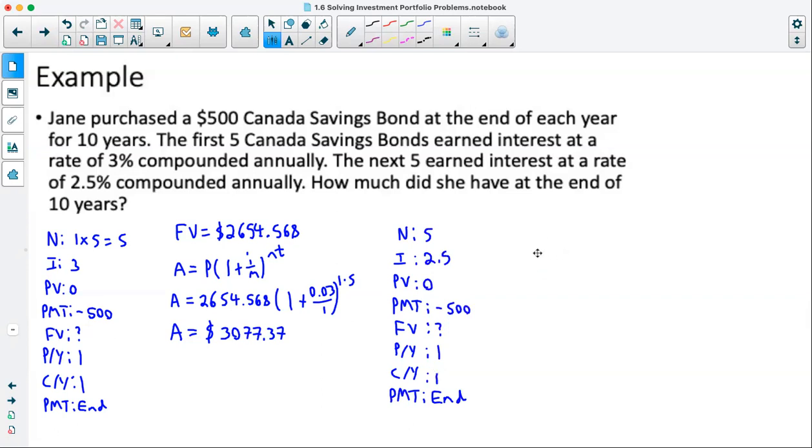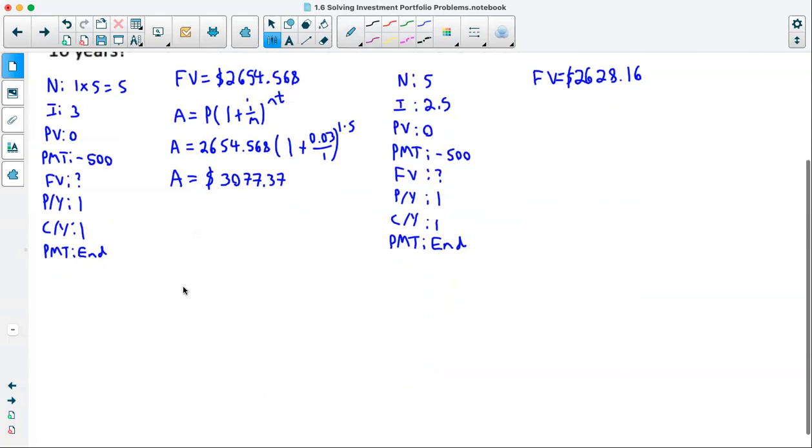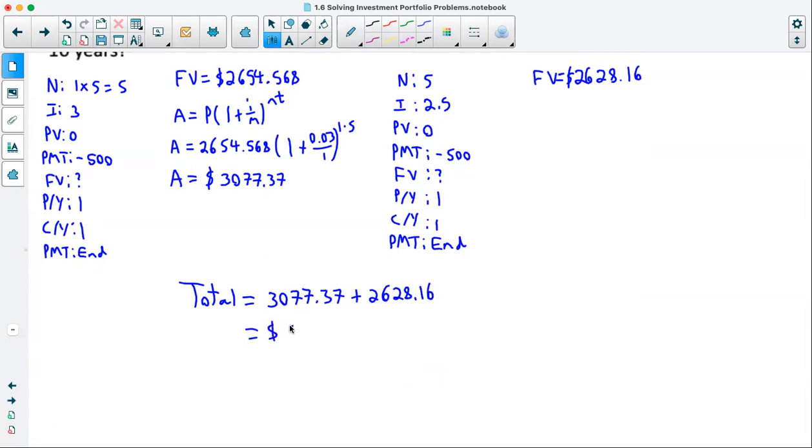So we'll exit out of the TVM solver, go back in to the Finance app and select the TVM for future value, and it gives us $2,628.16. So to get our total, we will add up these two, and we should end up with $5,705.33. Or sorry, 53 cents.